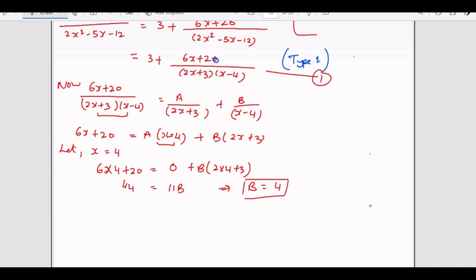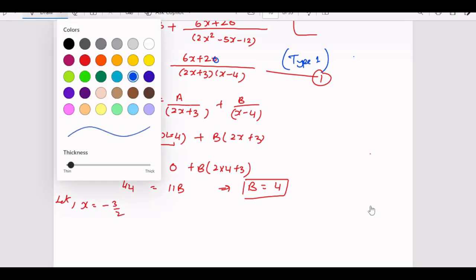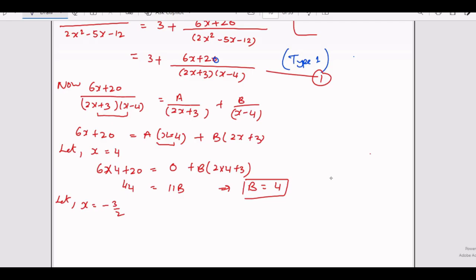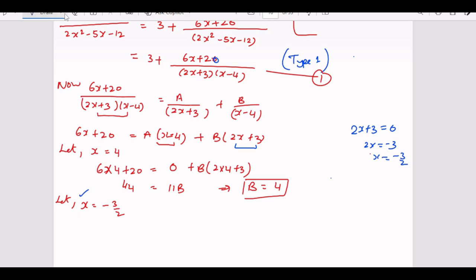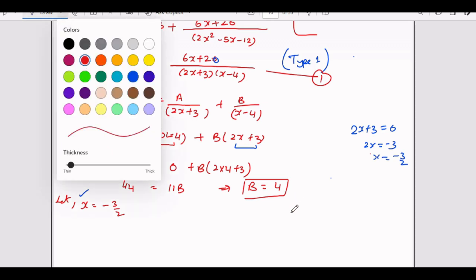Now similarly we can get the value of A by substituting x equals negative 3 over 2. So you always look here whenever you want to know how to substitute the value. Like here we have the factor 2x plus 3, and we want this to be 0. So you can get from here x equals negative 3 over 2. This is how we define the value of x, right? So now let's go back.